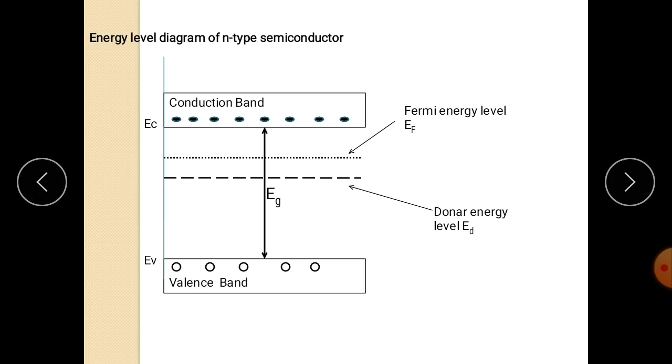So this is about the introduction to semiconductors. We have discussed what is a semiconductor, types of semiconductors, and a brief discussion about the N type of semiconductor. I hope you understand the topic. In the next lecture, we will discuss the P-type semiconductor and energy level diagrams in P-type semiconductors.